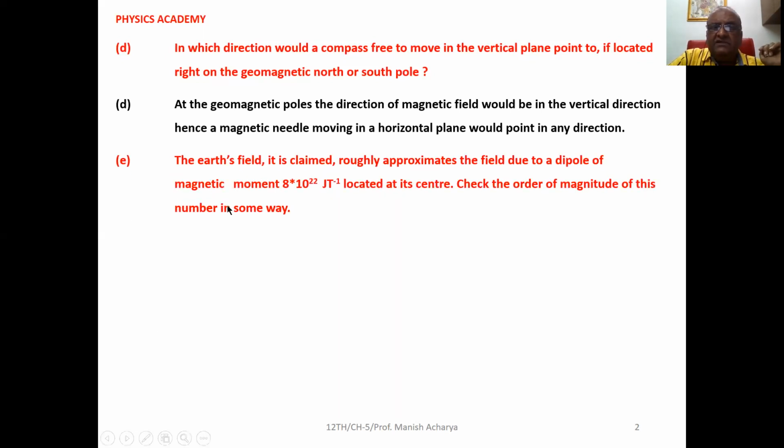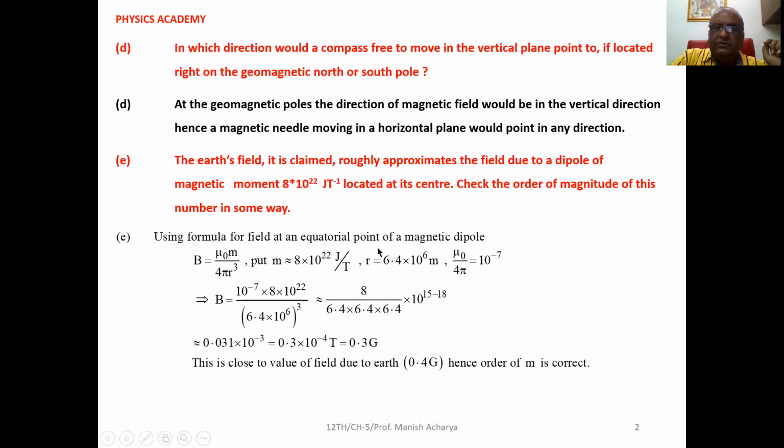E, the Earth's field is claimed to roughly approximate the field due to a dipole of magnetic moment 8 into 10 raised to 22 joule per Tesla, located at its center. Check the order of magnitude of this number in some way. So we can use the formula for the magnetic field at any point on the equator of the dipole. So that is mu 0 m upon 4 pi r cube.